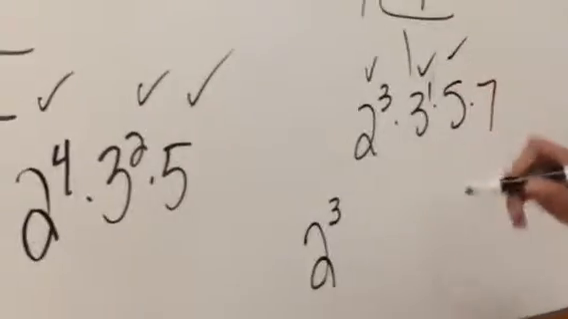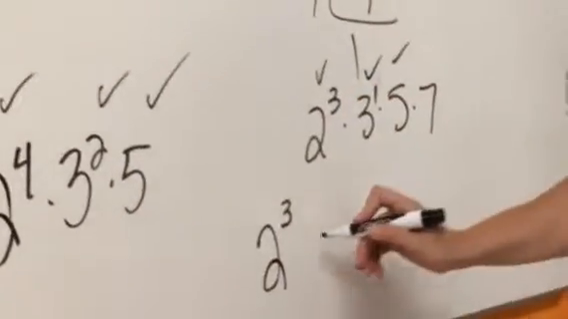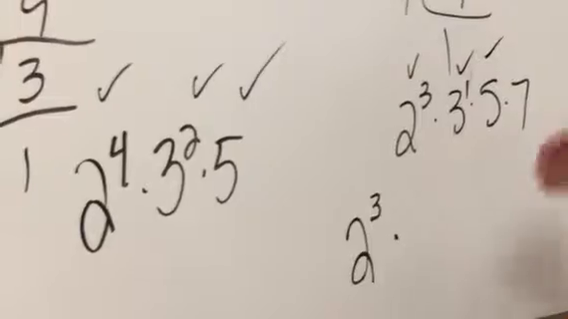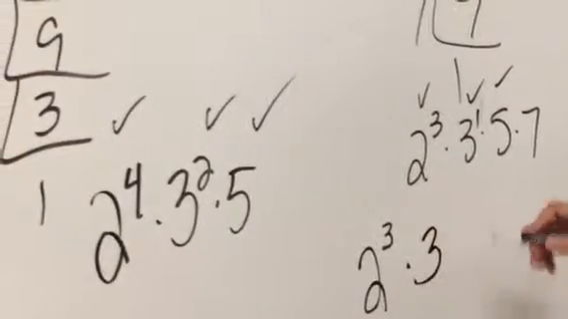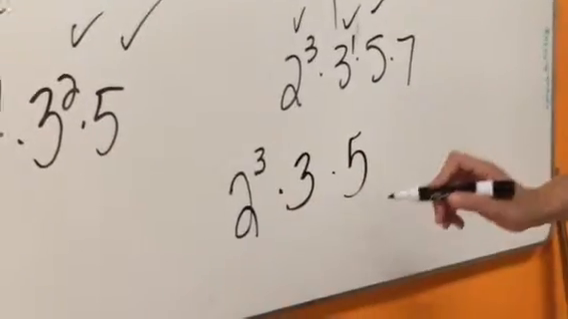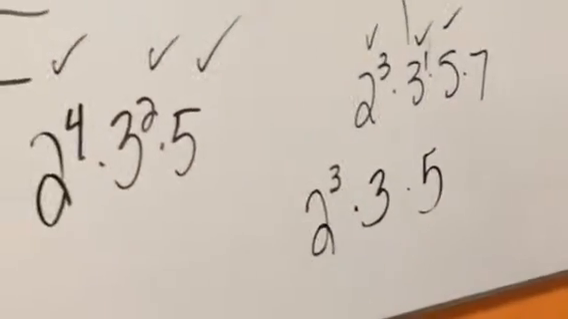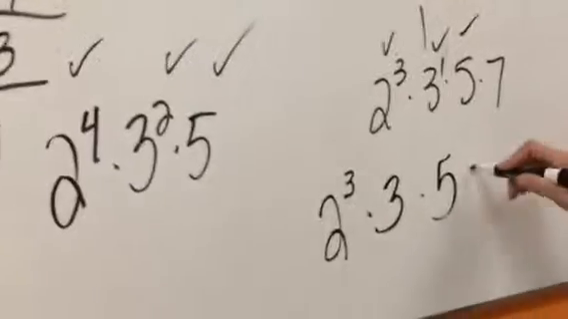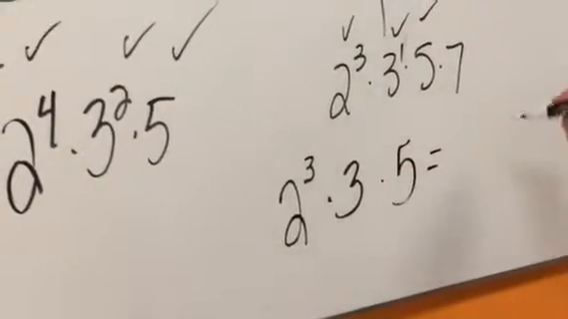I look at 3, my exponent is 1. I look at 3 over here, my exponent is 2. Which one are we going to go with? We're going to go with the one with the least exponent, 3 to the 1. My 5, same exponent, so I can keep it. So my GCF of 720 and 840 is whatever this number is multiplied out.